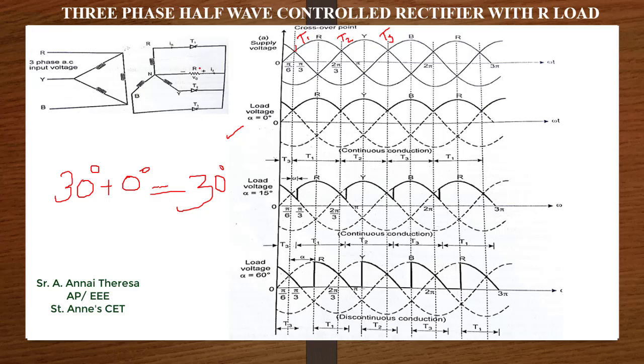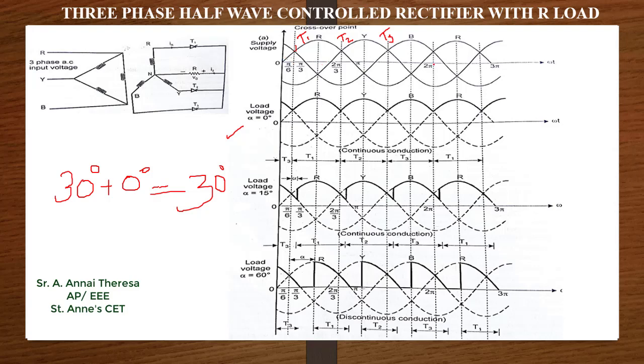So these thyristors will be forward biased whenever its own phase is at maximum value, but it will not be turned on until we give the gate signal. Though it is forward biased, we have to give the gate pulse. After that only it will start its conduction. Now we will come to this waveform.